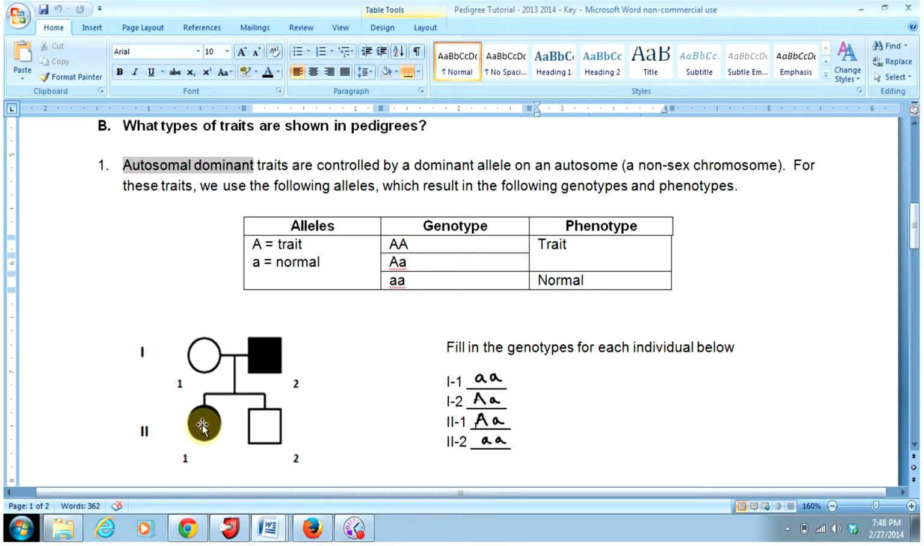The daughter has the trait, so she has at least one big A, but she could only receive a little a from her mother. So she's going to be big A, little a as well.